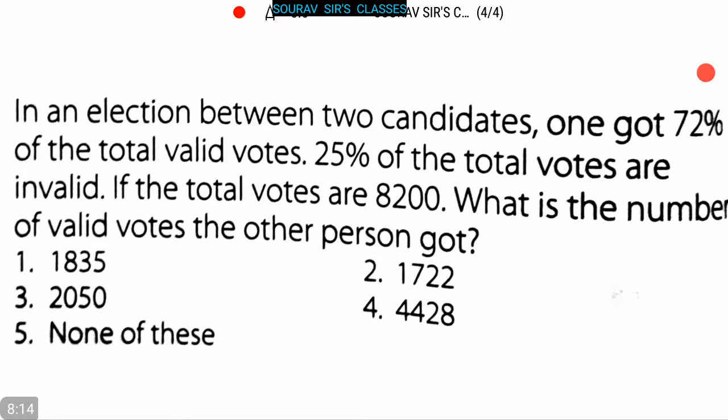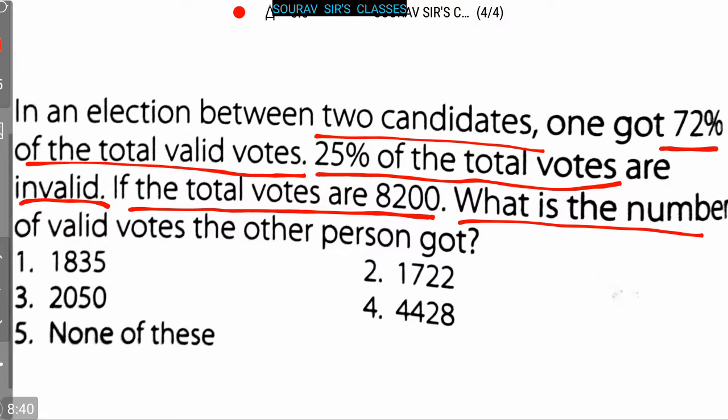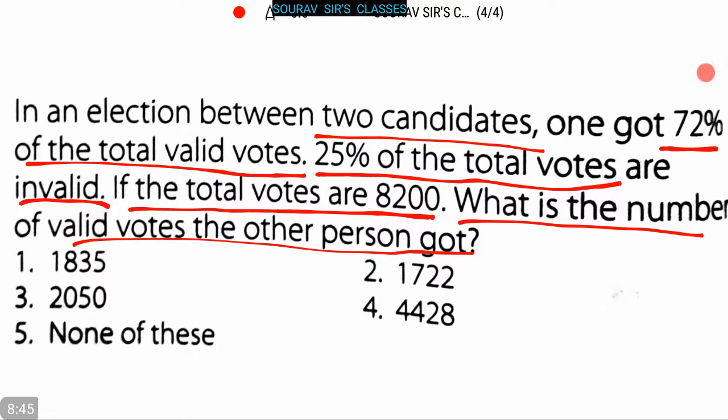Okay, the question is, in an election between two candidates, one got 72% of the total valid votes. Now 25% of the total votes are invalid. If the total votes are 8,200, then we have to find out what is the number of the valid votes the other person got. Now here 5 options are again given.